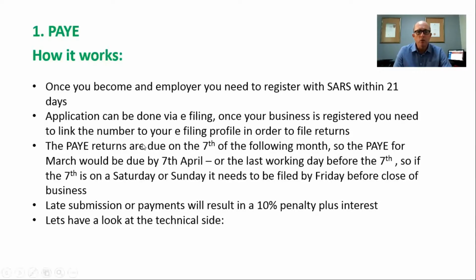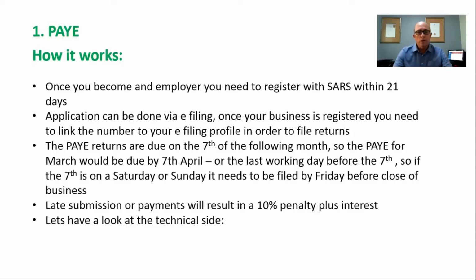The pay as you earn returns are normally due on the 7th of the following month. So the pay as you earn for March would be due by the 7th of April, or the last working day before the 7th of April. So if the 7th is on a Saturday or a Sunday, it needs to be filed by the Friday before, before the close of business. So that's also important.